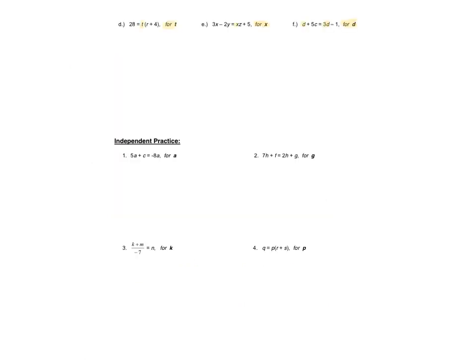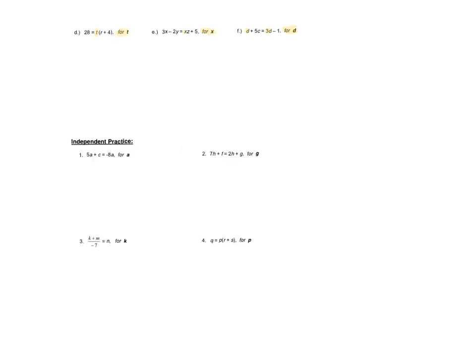Okay, in example D now, it's asking us to solve for t, so I've highlighted my t. I have the r plus 4 next to it, that's being multiplied by the t. If I just divide both sides by r plus 4, that gets rid of the multiplication of r plus 4. So t ends up equaling 28 divided by r plus 4.